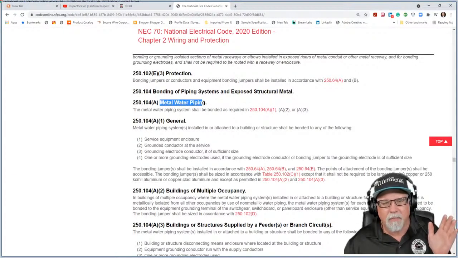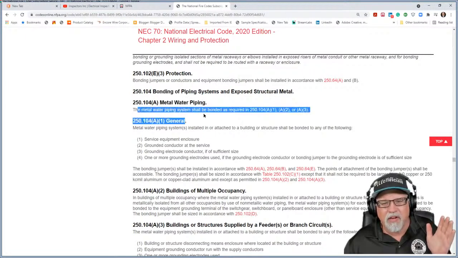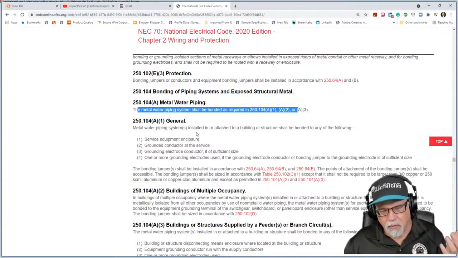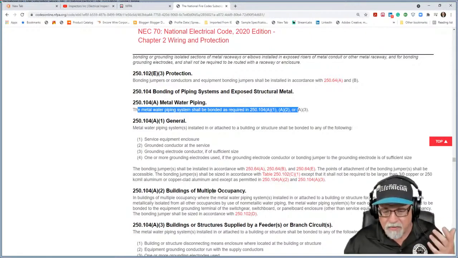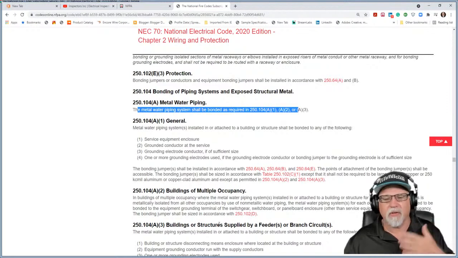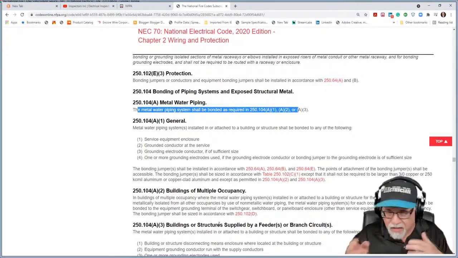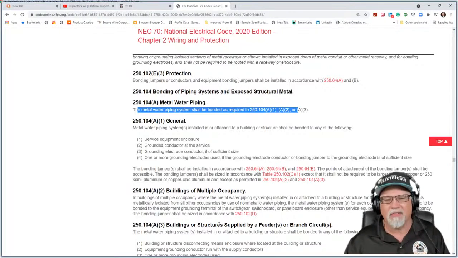So bonding of piping systems. In our case here, it says the metal water piping system shall be bonded as required in 250.104(A)(1), (A)(2), and (A)(3). Okay? So you have different situations. You have the general requirement, then you have buildings that have multiple occupancies in them, and then of course you have buildings that are supplied by feeders and branch circuits. And so the method of how you do it is a little different for each one of them.